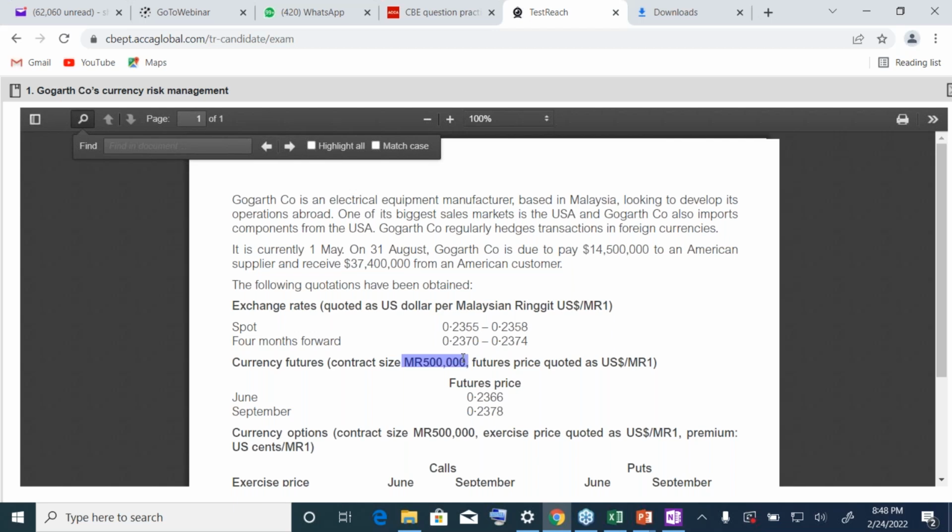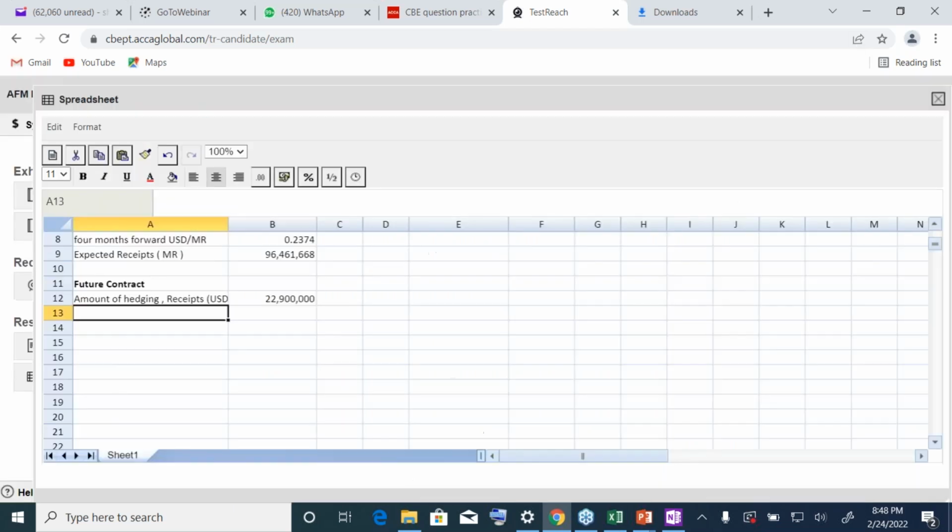Guys, whenever you want to identify whether you are going to buy or sell future, always think according to the contract size currency. If you are sitting in Malaysia, you are receiving dollars. What will you do with the dollars? You will sell the dollars. When you sell the dollars, you will buy the MR. So that's why it is MR buy future.